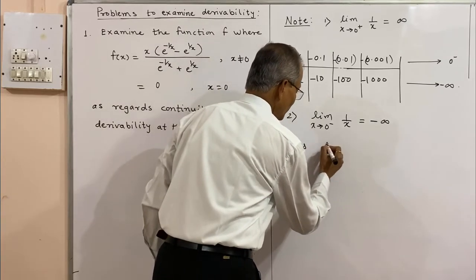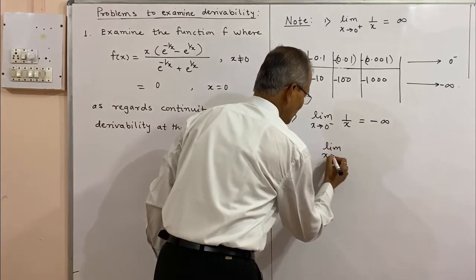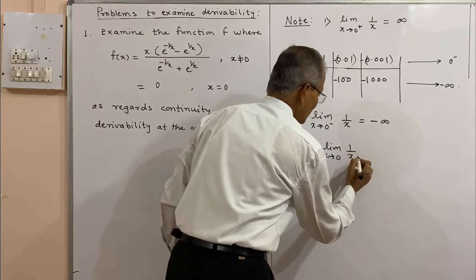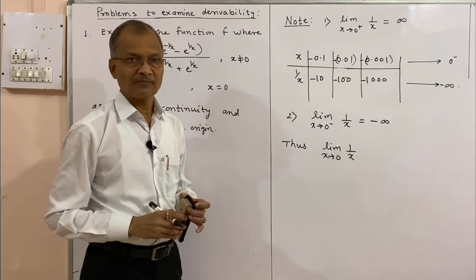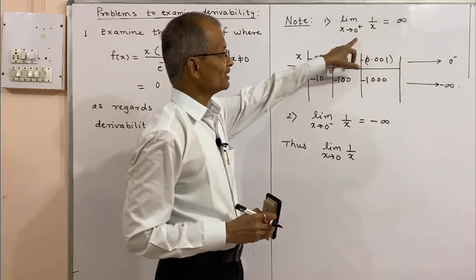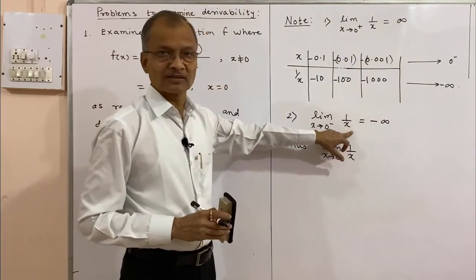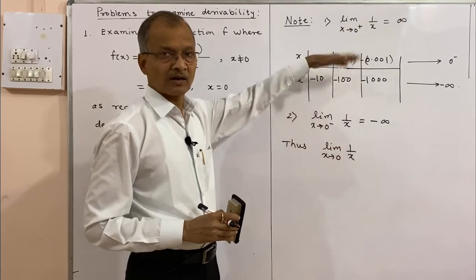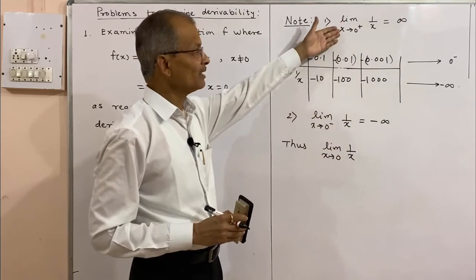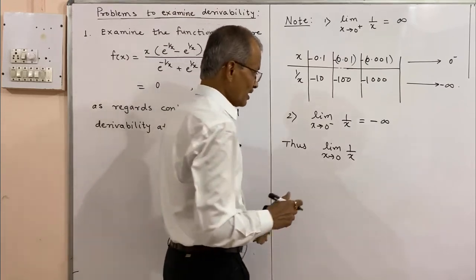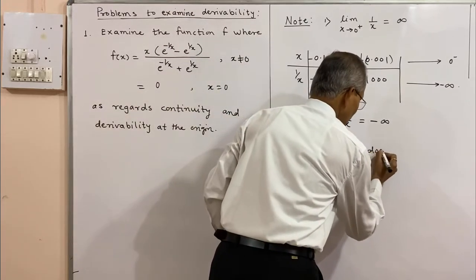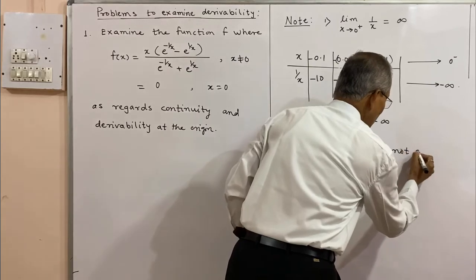But the limit as x tends to 0 of 1 by x does not exist. Why? Because the right hand limit is infinity, the left hand limit is minus infinity, and these are unequal. And when the left hand limit and right hand limit are unequal, the limit does not exist. So this does not exist. But this exists.